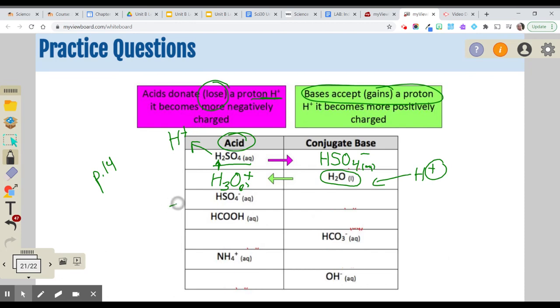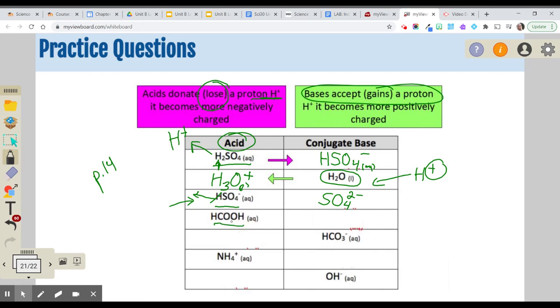Let's try one more here, and then you can try some of the other ones with your data booklet. So in this case, this acid here is going to donate that proton, bye H, and it becomes one more negative. So we are just going to have no hydrogens anymore. SO4, and it was 1 negative, and now it's 2 negative. Let's try a couple more here.